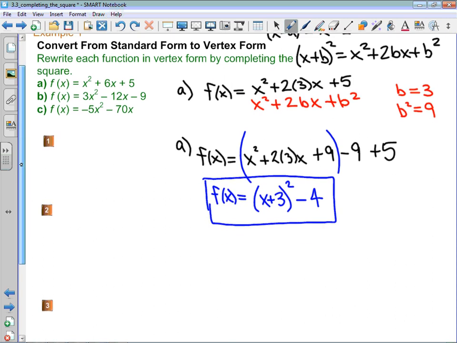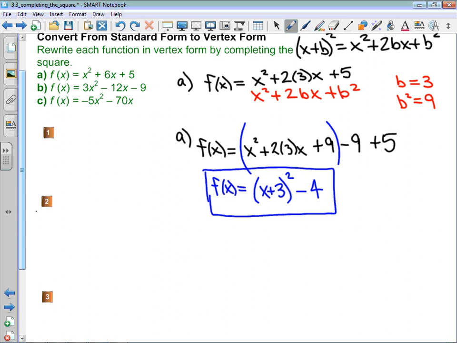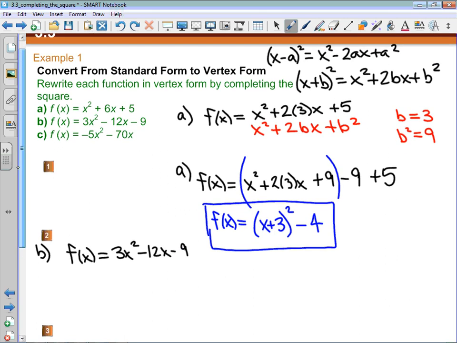It will not click. It might, but it usually doesn't click until you have done a dozen of these types of questions. All right, so in B, we're presented with a bit of a challenge here because the function has a coefficient on the x squared. If you look at our perfect square trinomials in the top right there, neither of them have a coefficient on the x squared. So the first thing I'm going to do is get rid of that coefficient.